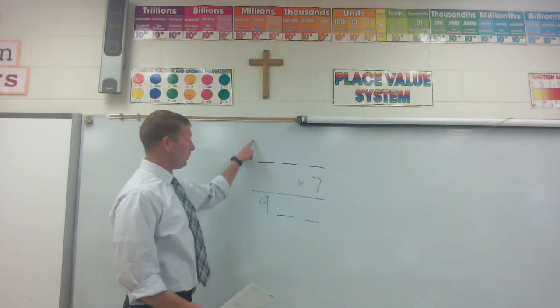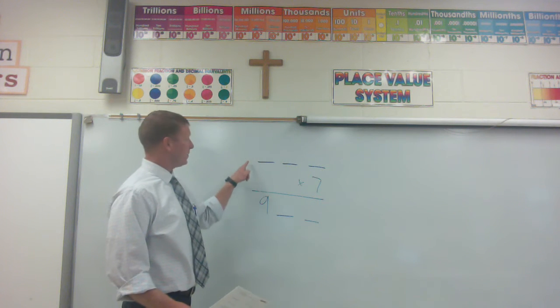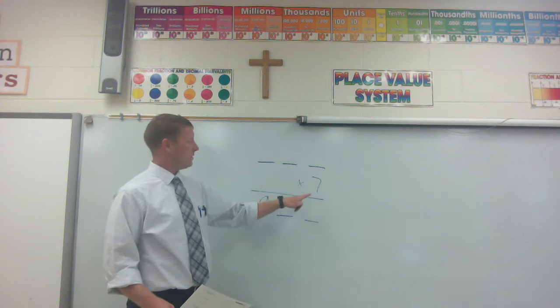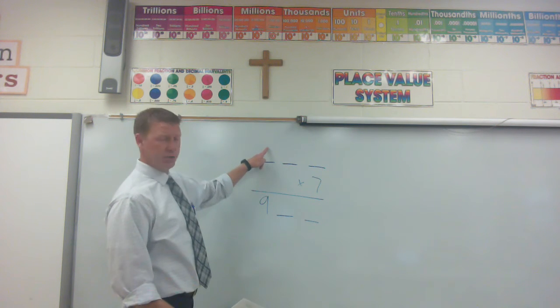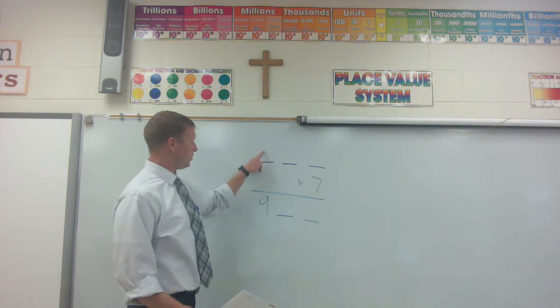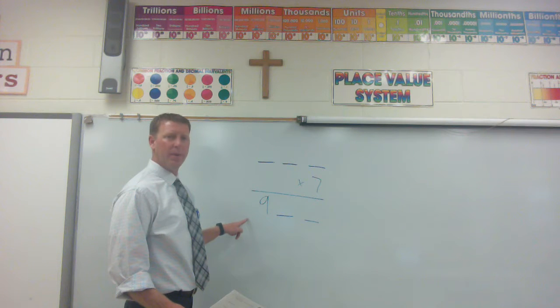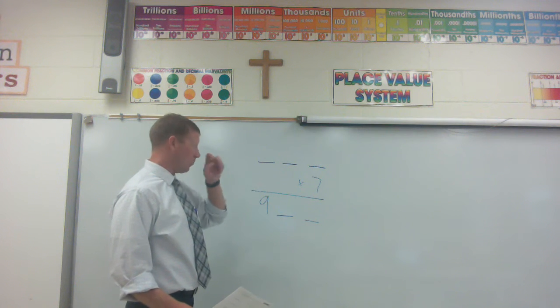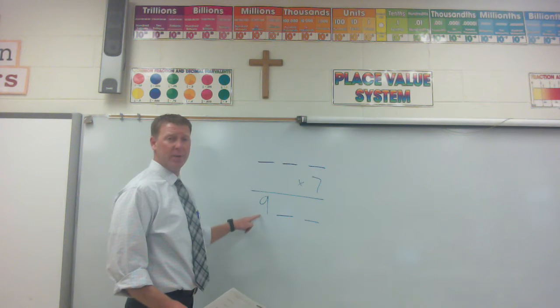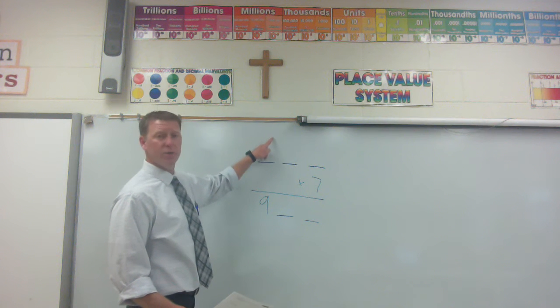I know what this number needs to be, guys, because I'm taking a 3-digit number times 7 and getting in the 900s. For instance, if I put a 2 here, guys, 7 times 2 is 14. That would make it a 4-digit answer. So you know this needs to be the number 1. Now you're saying, Mr. Bauer, 1 times 7 is only 7. How do I get it to be 9? Well, you need to add 2 to it.